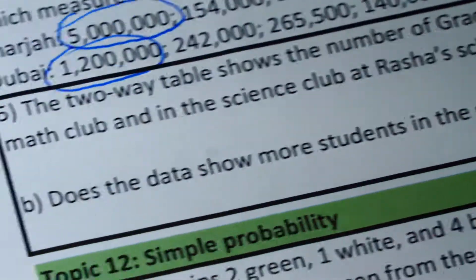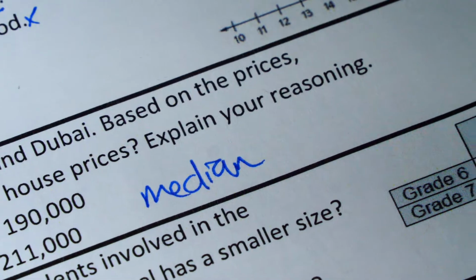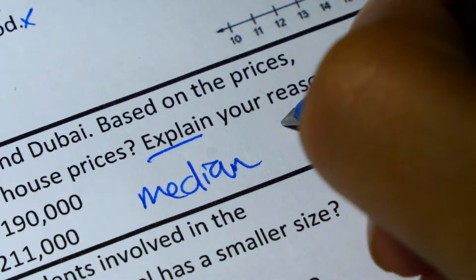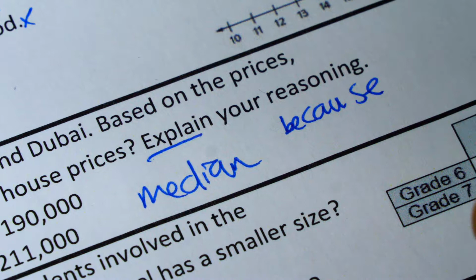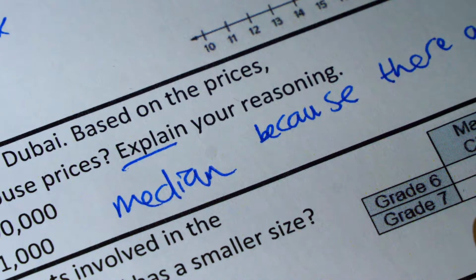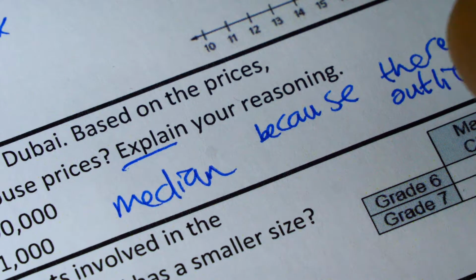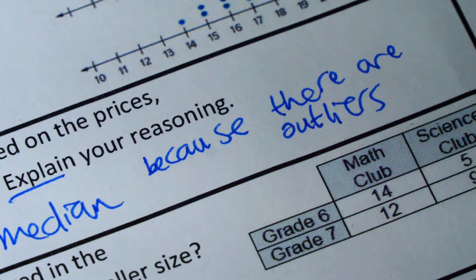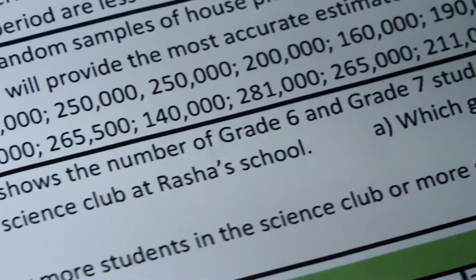And it says explain, because there are outliers. Because there are outliers, so we cannot use the mean.